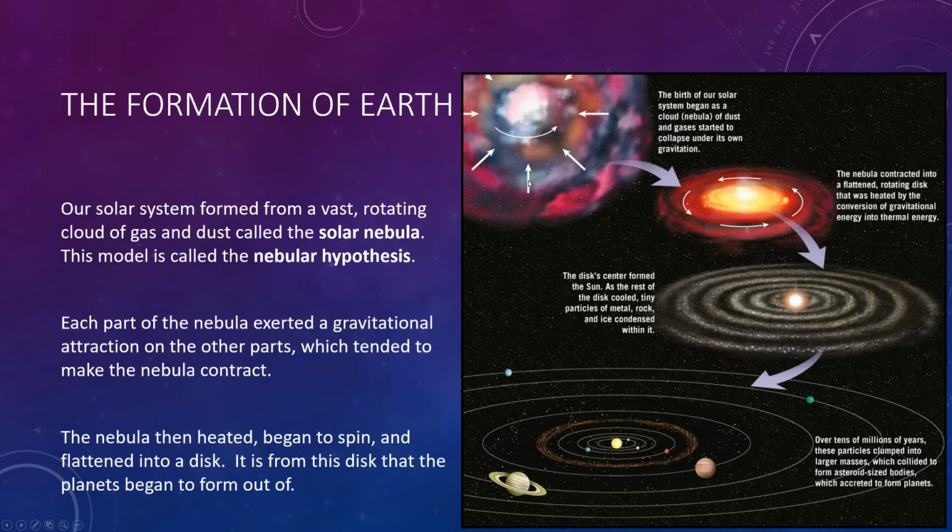So you can see this here. It shows just a big solar nebula, which is just a cloud of gas and dust. It starts to collapse due to gravity. It starts to spin and heat up. And then we see our planet start to develop out of all the material as it cools down and gives us our current solar system today.